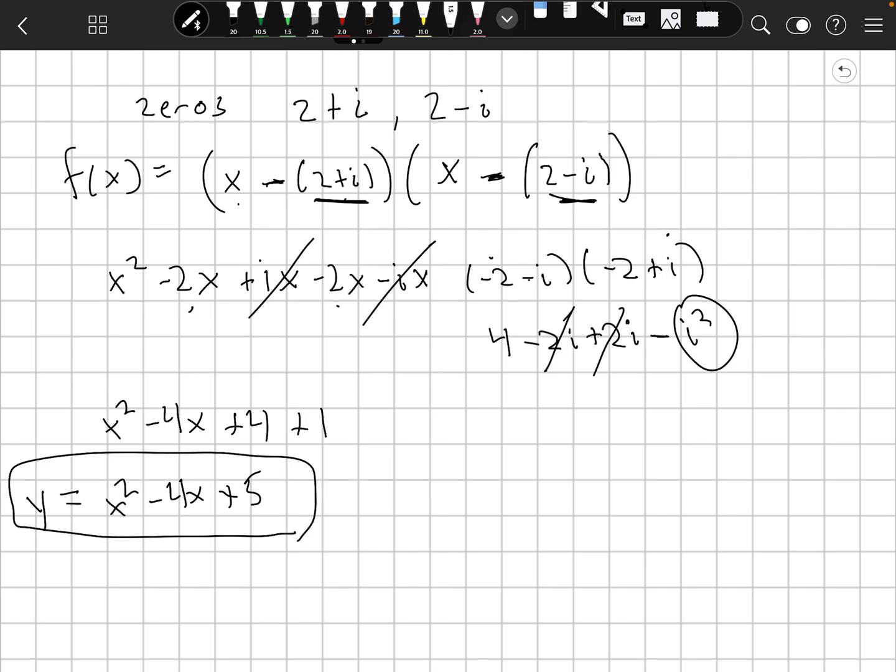So hopefully that makes a little bit of sense to you. You're kind of doing FOIL inside of FOIL here on this last term. But have a go at that, and thank you. Again, the idea was we're just kind of working backwards. We're taking the zeros to come up with an original equation.